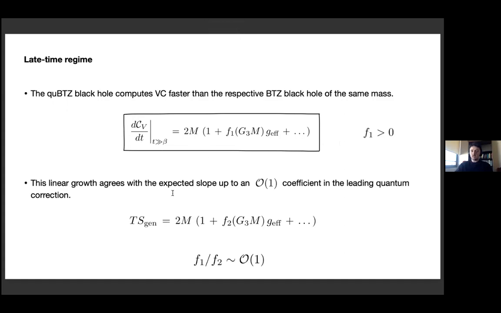And well, this result was expected because when you expand T times S-gen as a function, as a power series in the effective coupling, you get a similar expression. So the leading order term is just 2 times the mass, which would correspond to the SMAR relation in the absence of three-dimensional CFT. But then you get some corrections coming from the three-dimensional CFT, and the functions that you get do not precisely match, but quantitatively up to order 1 numbers they agree.